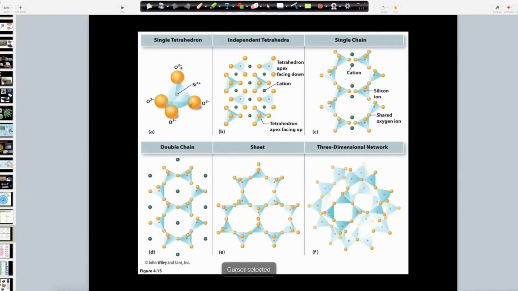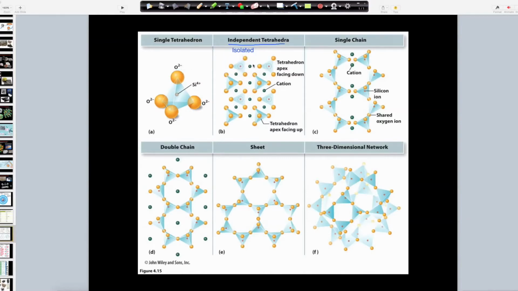So if you look at this picture, here's a silicate tetrahedron with your oxygen and your silicon in the center. So once again, this has a +4, these have a -2, so you end up with a total of a -4 charge. So the silicates are broken up into different groups depending on how the silicate tetrahedra are arranged, how many oxygens they're sharing. So the first one is independent tetrahedra. You might also see this as isolated tetrahedra.